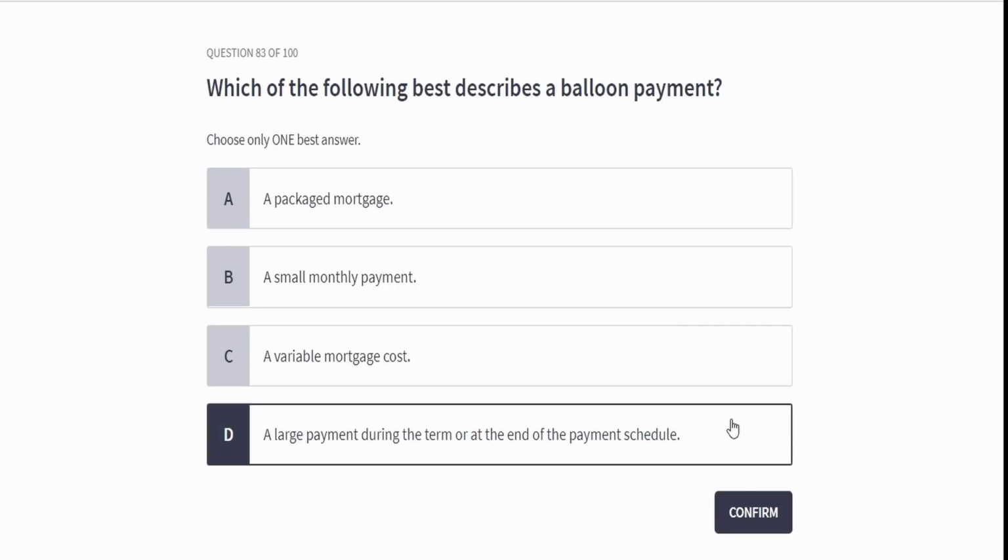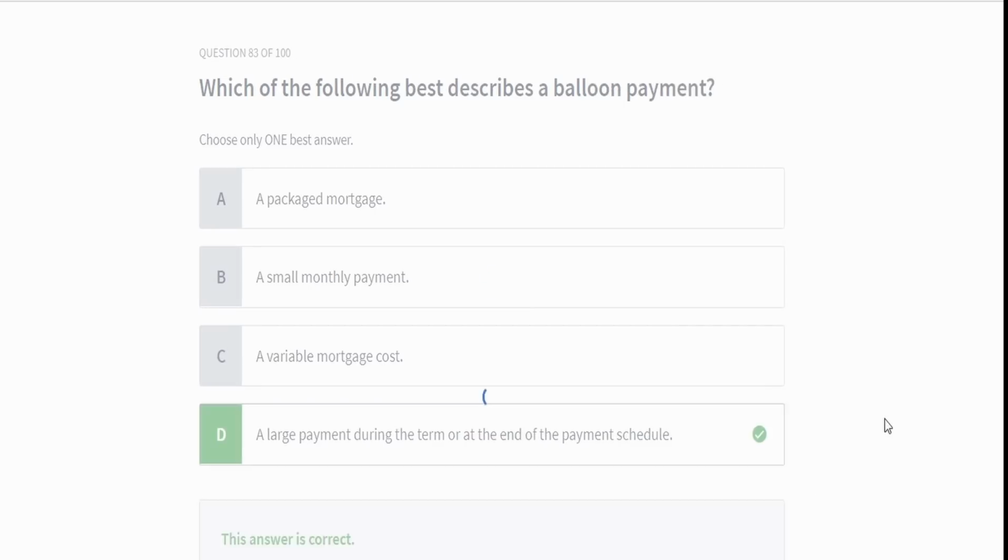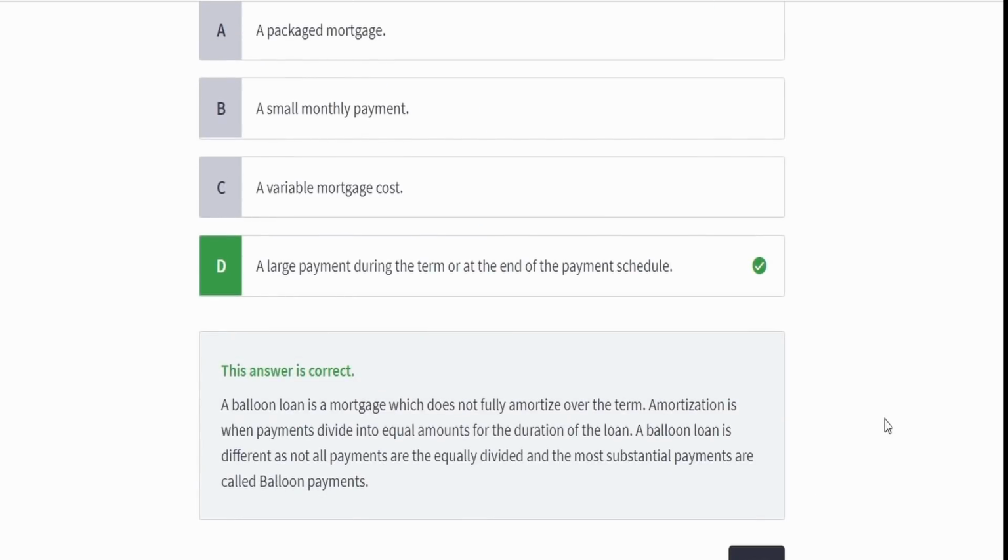It's going to be D. It is a large payment during the term or the end of the payment schedule. A balloon loan, we haven't covered that yet, but basically it has to do with amortization and when payments are divided. But a balloon loan is different, as not all payments are equally divided, and the most substantial payments are called balloon payments. So again, that's a large payment during the term or the end of the payment schedule.